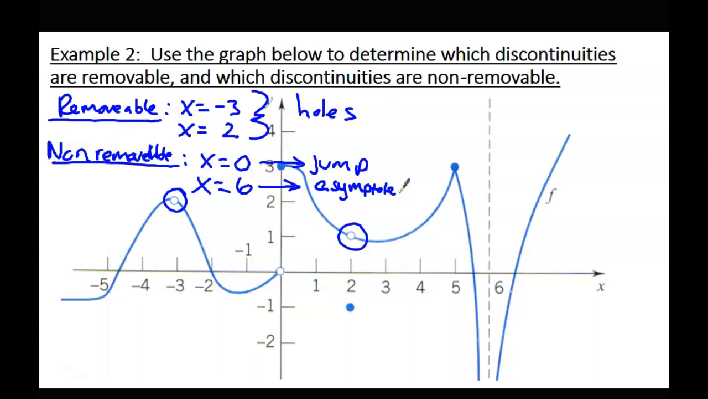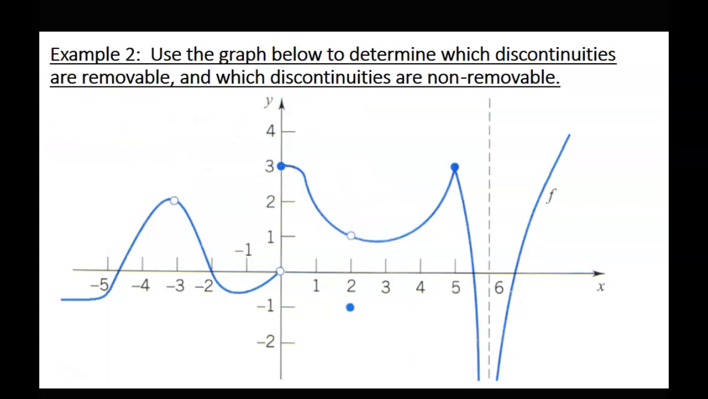So for a non-removable discontinuity, the limit just doesn't exist. You couldn't find the limit. There's no little algebra trick you could do to get an answer. They just don't have an answer. Okay, so that's what they look like on a graph. Any questions? All right, let's do one really quick.